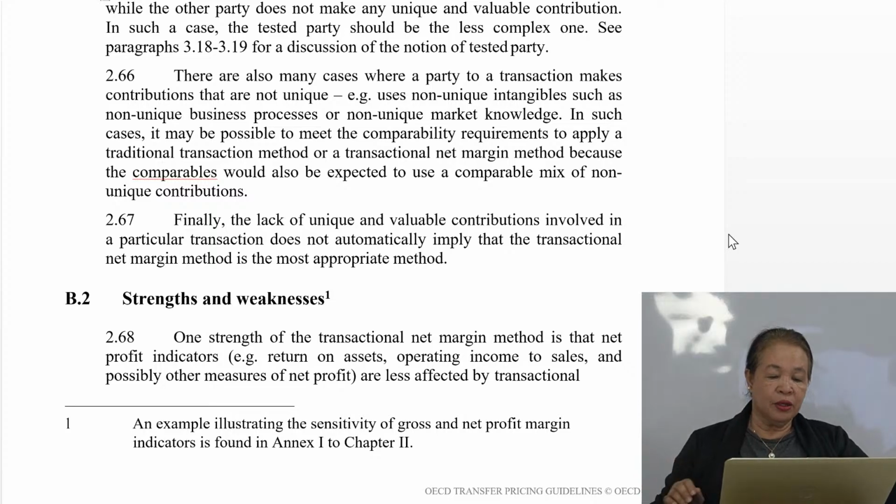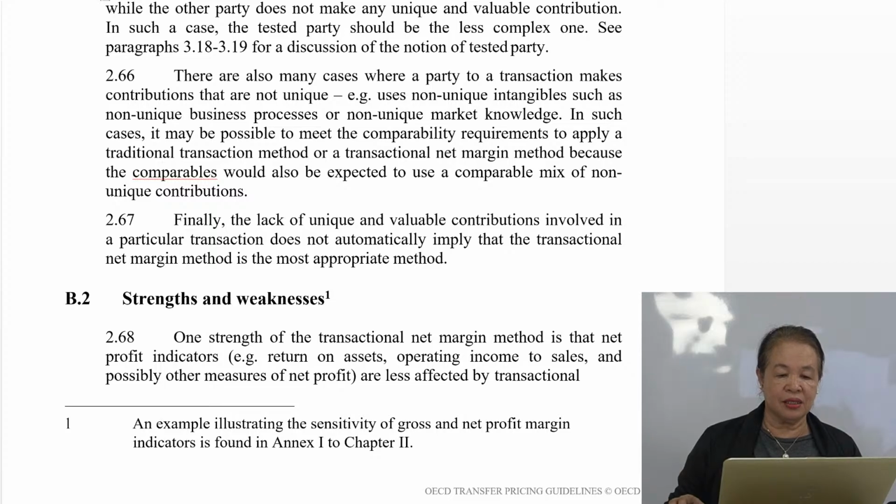So finally, the lack of unique and valuable contributions involved in a particular transaction does not automatically imply that the transactional net margin method is the most appropriate method. So, the guideline says, determine first the facts and circumstances of the case. So, do not assume. Okay. So, here are the strengths and weaknesses of the transactional net margin method.